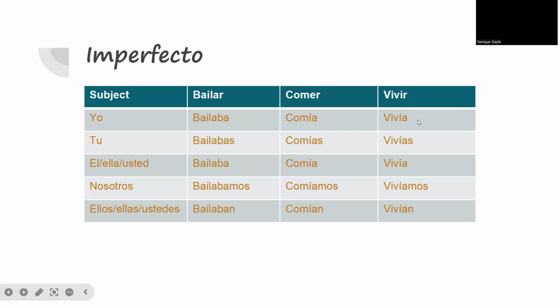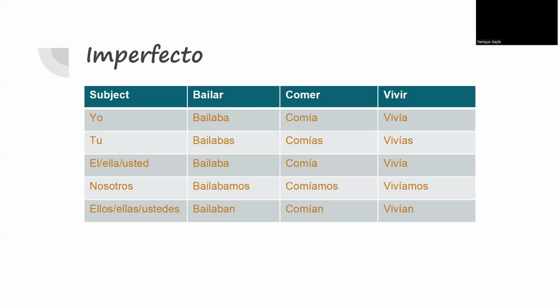So yo vivía, it's saying I used to live. Tú vivías, you used to live. Él, ella, usted vivía is he, she, it used to live. Nosotros vivíamos, we used to live. Ellos, ellas, ustedes vivían, they used to live. Very good. So that is how we would conjugate it in the imperfect tense using the correct endings.